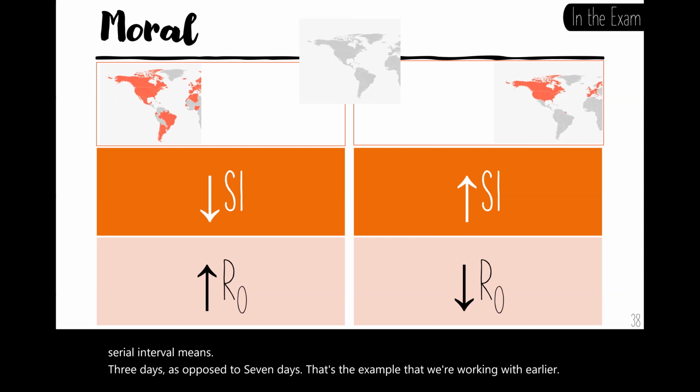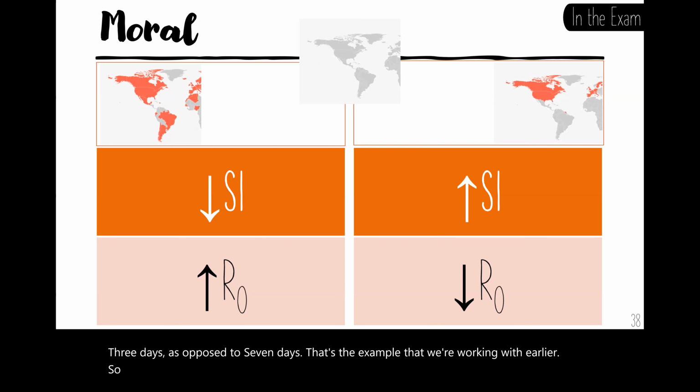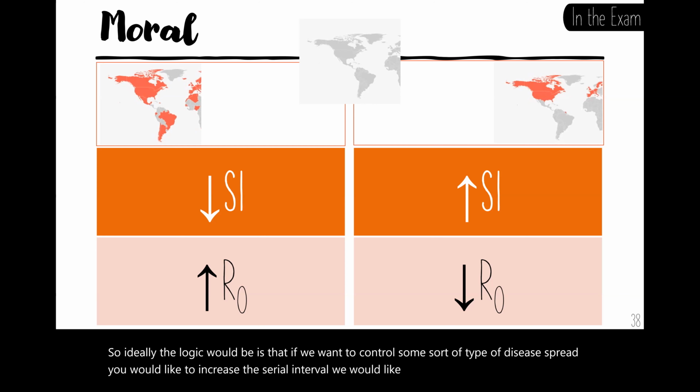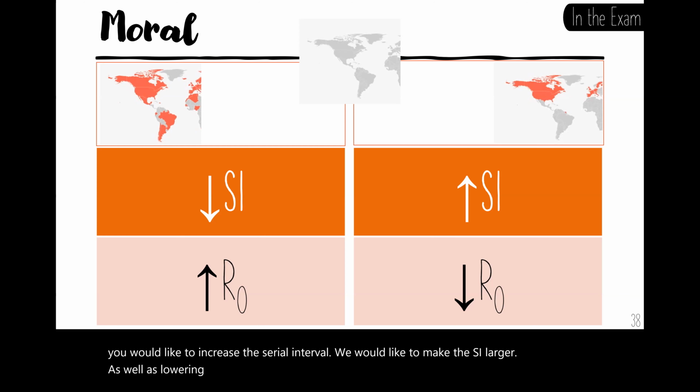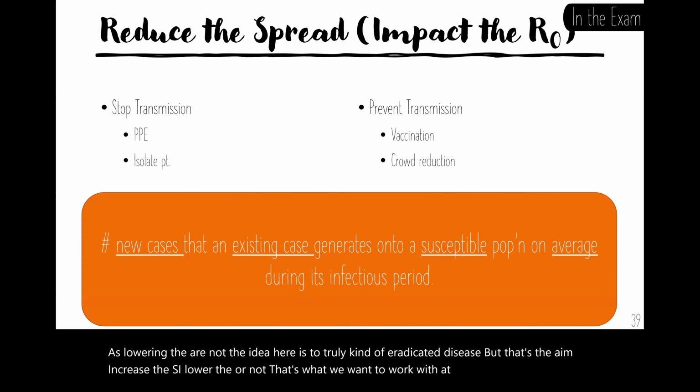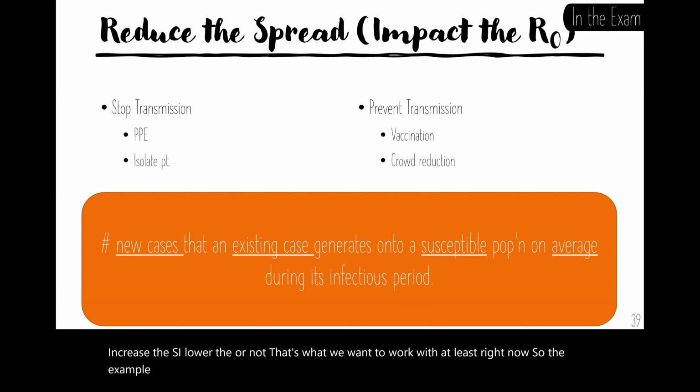So ideally, the logic would be that if we want to control some type of disease spread, we would like to increase the serial interval. We would like to make the SI larger, as well as lowering the R naught. The idea here is not necessarily to truly eradicate the disease, but that's the aim. Increase the SI, lower the R naught. That's what we want to work with, at least right now. So the example that we were trying to give you earlier is more about application.